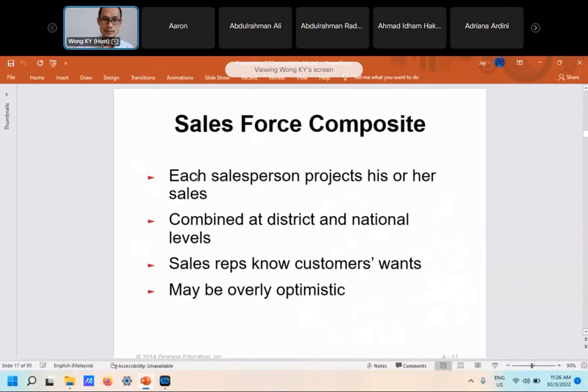Sales force composite, I already said, is where each salesperson will project his or her sales. So we don't go and ask the customers, we ask the salesperson, because salespersons are the ones that sell the product to the customers. So we assume that the salesperson knows the customers very well. We ask the salesperson to predict how much they are able to sell. Each salesperson will project his or her sales, and then we combine all those values, we aggregate them, either at the district level, national level, or organization level. For example, if an organization has 50 salespersons, we just aggregate them at the organizational level, and that final aggregated value is the forecast value. So that is sales force composite.